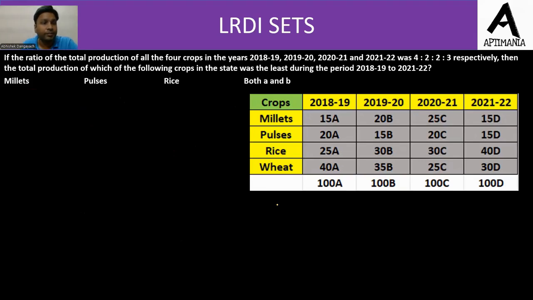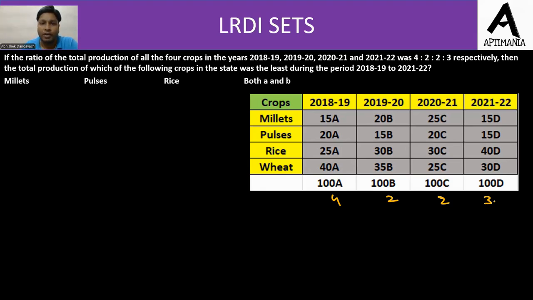Moving to the next question. If the ratio of total production of all the 4 crops in the year were this, so these ratio 100A, 200B, 200C, 200D is this. So we can simply assume the value of A to be 4, B to be 2, C to be 2, and D to be 3. That will suffice, right? Then the total production of which of the following crops in the state was least during the year, this to this.